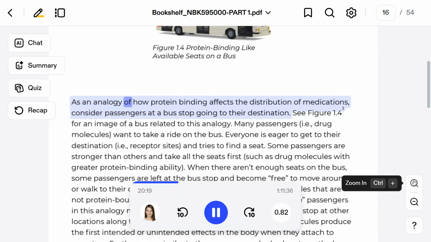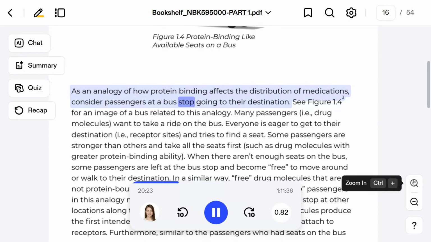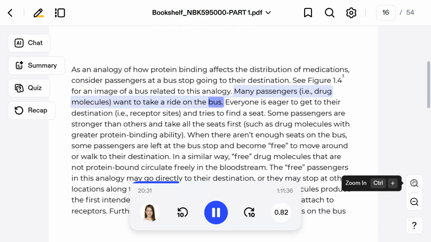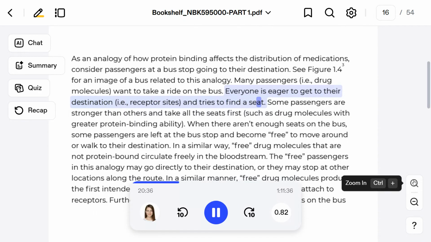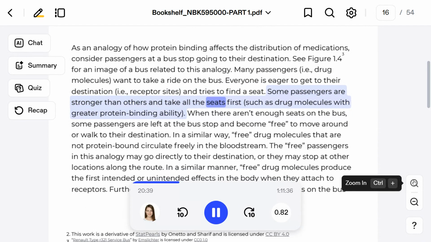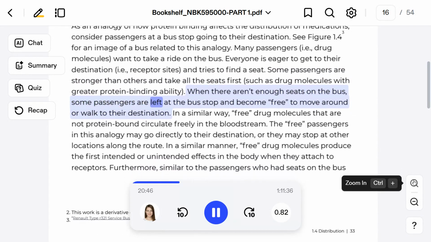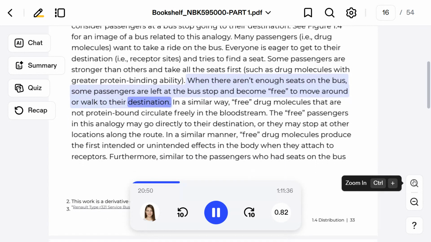As an analogy of how protein binding affects the distribution of medications, consider passengers at a bus stop going to their destination. See Figure 1.4 for an image of a bus related to this analogy. Many passengers want to take a ride on the bus. Everyone is eager to get to their destination and tries to find a seat. Some passengers are stronger than others and take all the seats first. When there aren't enough seats on the bus, some passengers are left at the bus stop and become free to move around or walk to their destination.